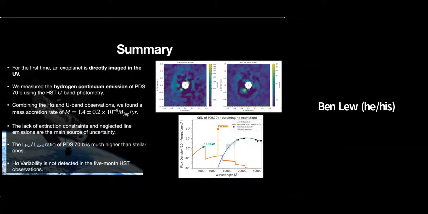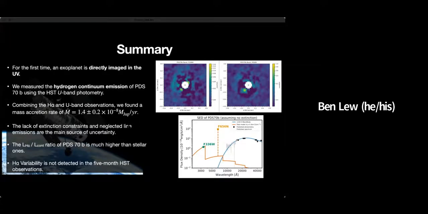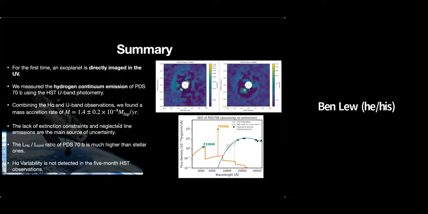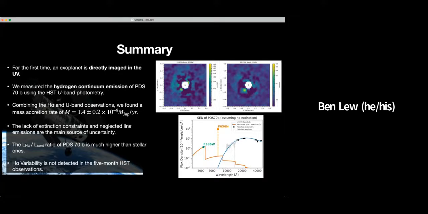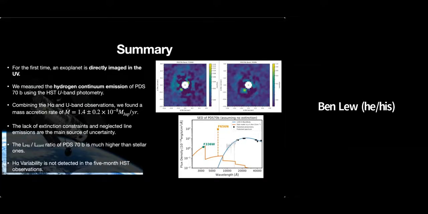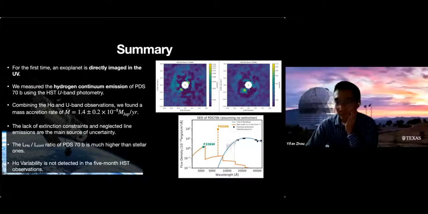Hi, Yifan. Nice talk. I wonder, do you think it's possible to pin down the extinction using different photometric bands on HST, or even to have a longer exposure to go deeper in sensitivity and to try to detect PDS 70c or not?